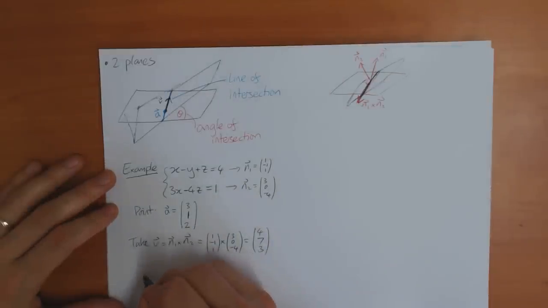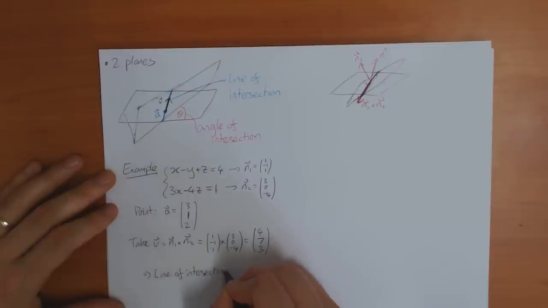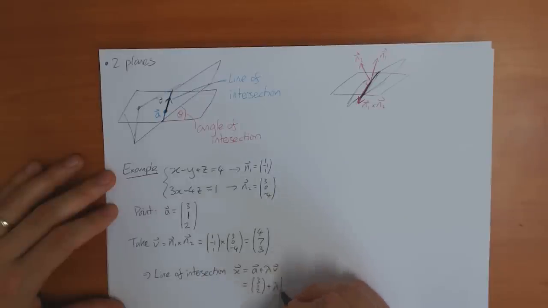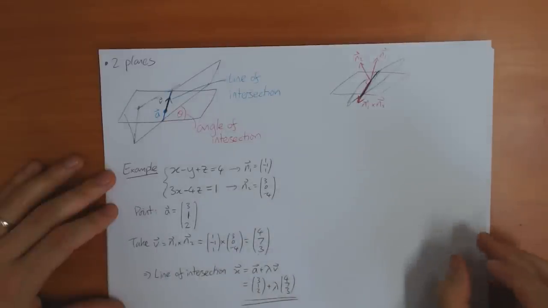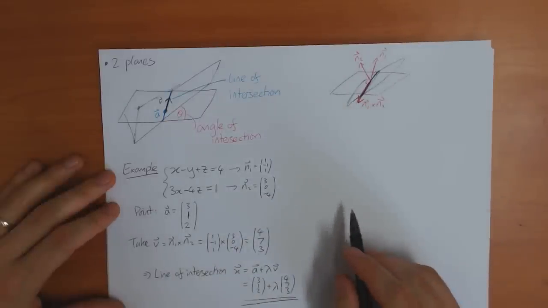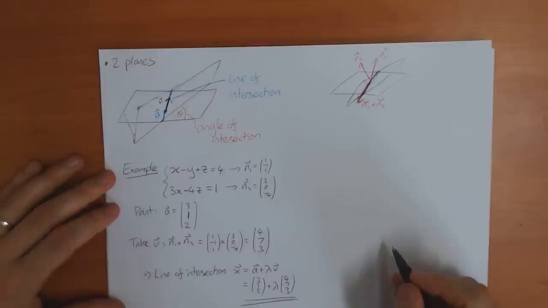So that's that. So then we get the line of intersection: x is a plus lambda v. So this is (3, 1, 2) plus lambda (4, 7, 3). That's the equation of the line of intersection. Next, we have to find the angle of intersection.